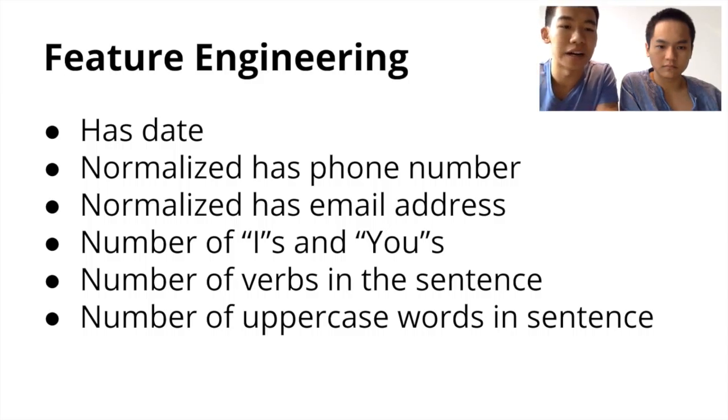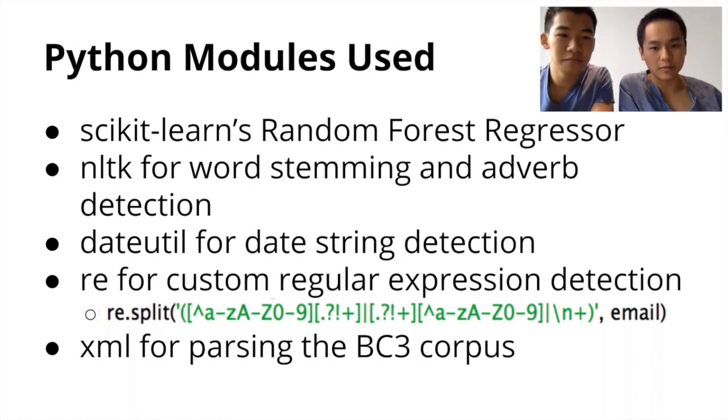We also use the number of I's and U's in the sentence. We count the number of verbs, and we also count the number of uppercase words in the sentence. So some of the specific Python modules that we use in this project include scikit-learn. That's where we get the random forest from.